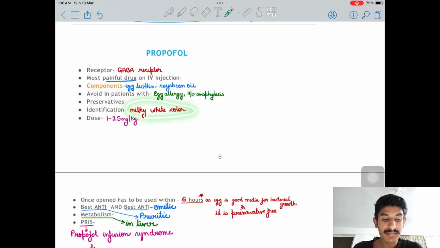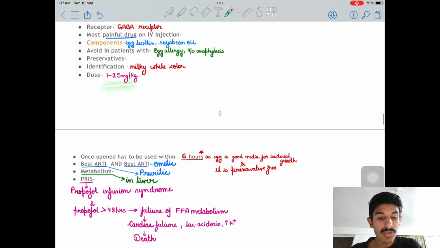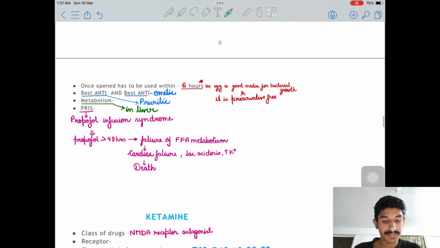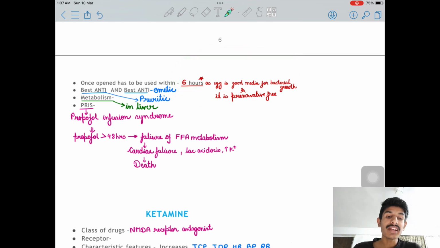It is milky white in color, and it is made from eggs and soybean. If a person has an egg allergy, will you give him propofol? No, you can't, because he can go into shock, anaphylactic shock. So avoid it in a patient who has an egg allergy. The dose is 1 to 2.5 mg per kilogram. Once it is given, use it within 6 hours. It is the best antiemetic and antipyretic. It is metabolized in the liver.